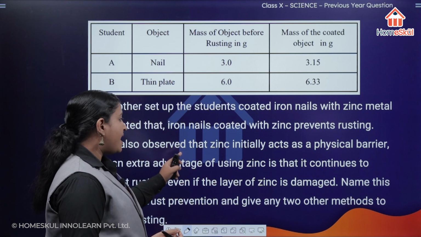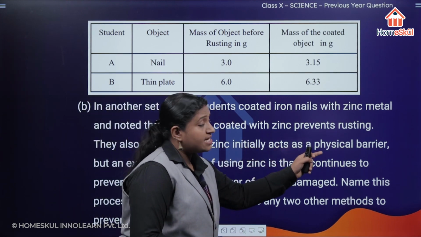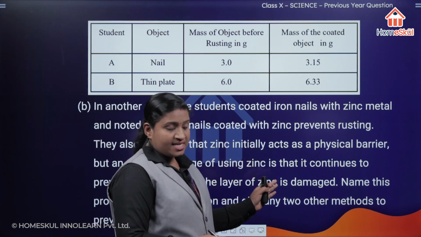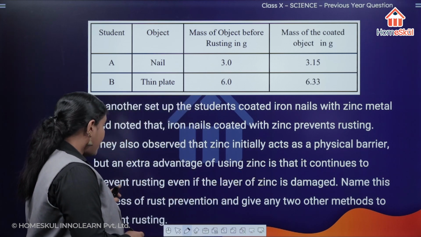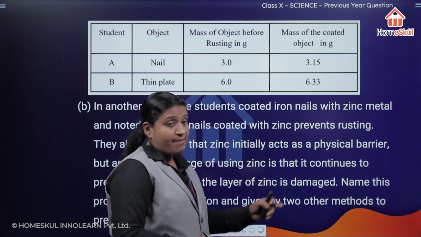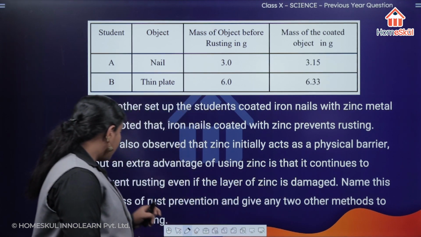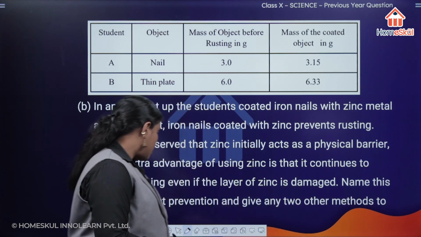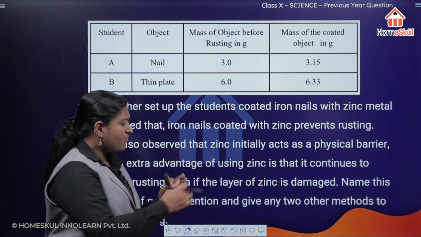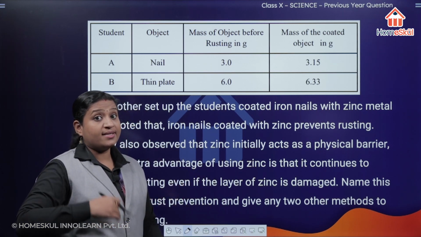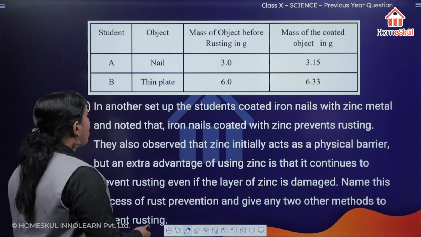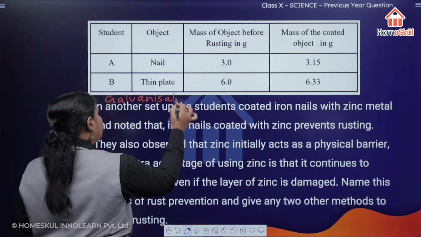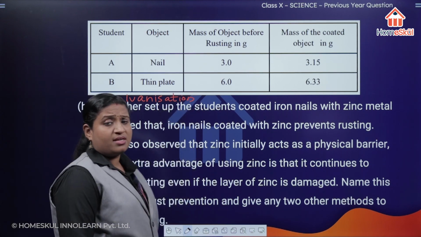They also observed that zinc initially acts as a physical barrier. But an extra advantage of using zinc is that it continues to prevent rusting even if the layer of zinc is damaged. Name this process of rust prevention and give any 2 other methods to prevent rusting. So, what is this process? Coating zinc over iron. Yes, it is known as galvanization, right? It is galvanization. What are the other preventive methods?